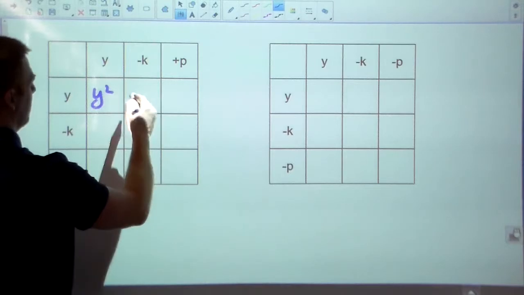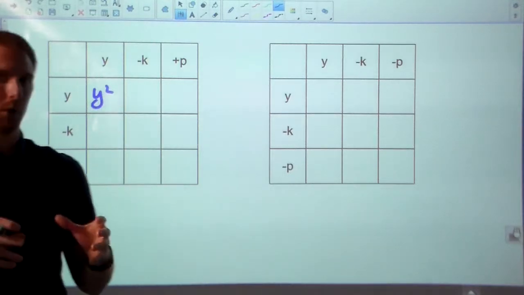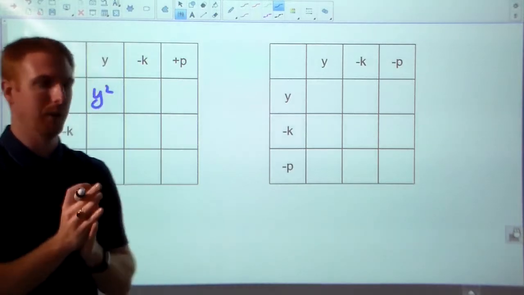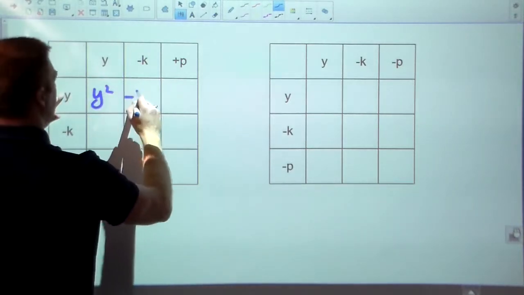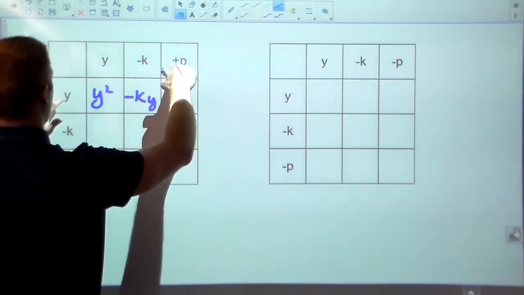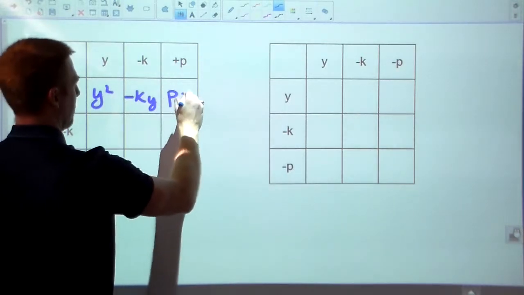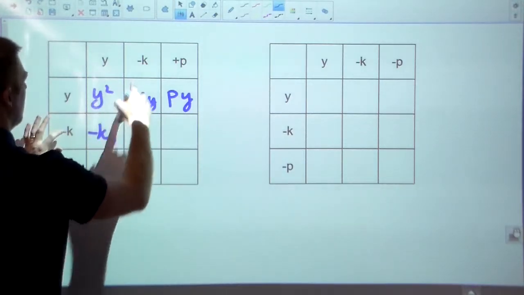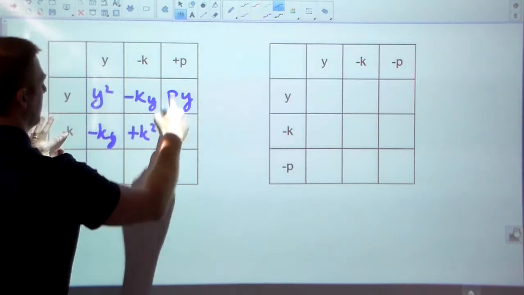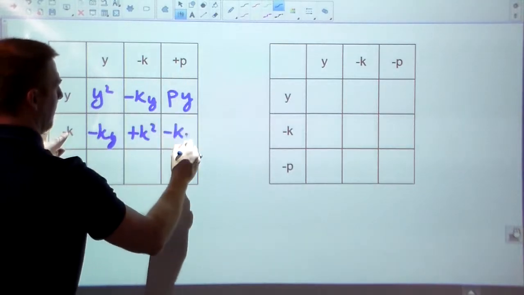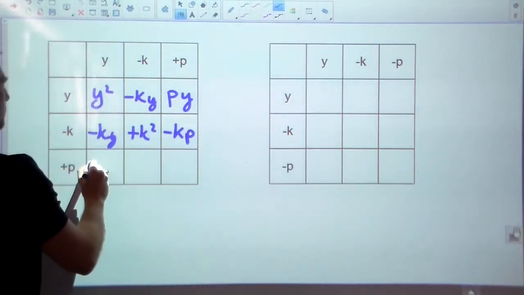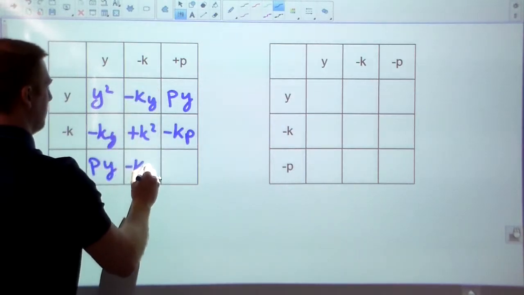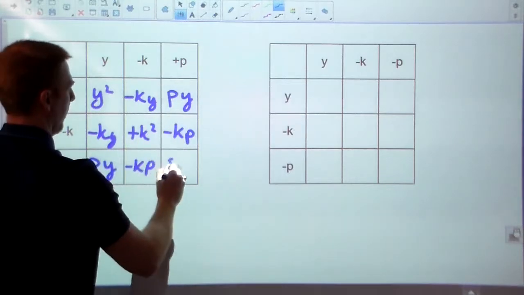Y times k. And I would keep everything in alphabetical order, so it's easy to know which terms combine. That just helps you organize things better as well. So minus, and we'll say ky, and then plus, we'll say py. Again, keep it in alphabetical order. Here would be minus ky. Here would be plus k squared. Here's minus kp. Here would be plus py, keep it in alphabetical order. Minus kp, and then finally p squared.